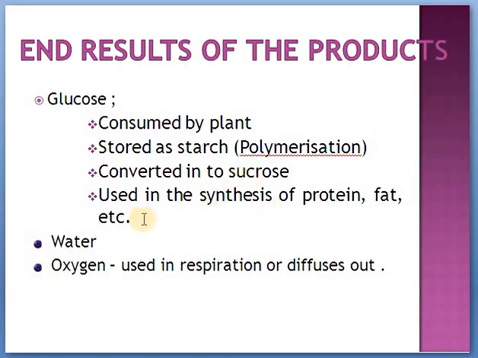And one more point, glucose can be used in the synthesis of protein and fat for the cell's regular metabolism. So these four things can happen to the glucose molecule produced at the end of photosynthesis. And the next byproduct, that is water. This water will be converted into water vapor.